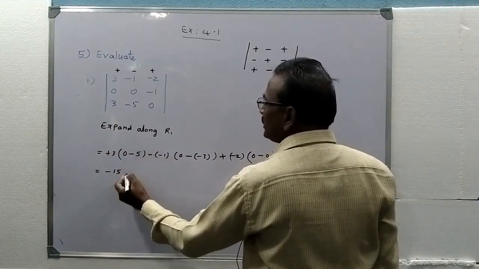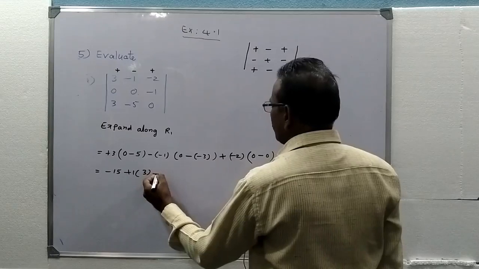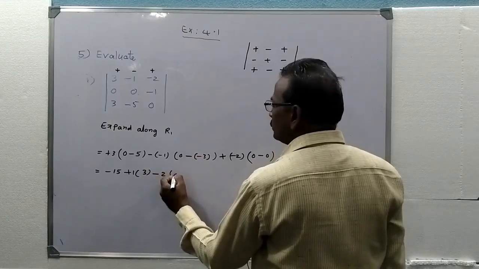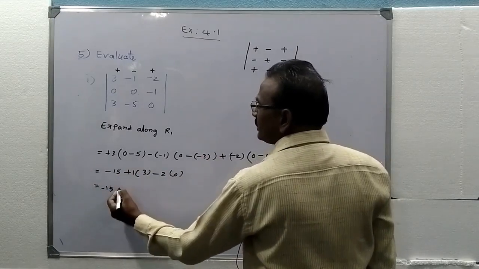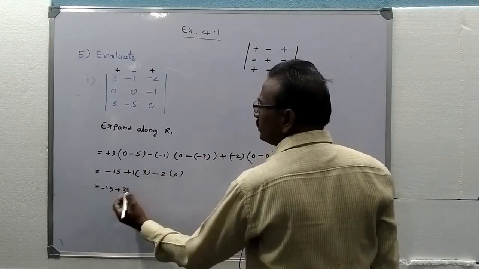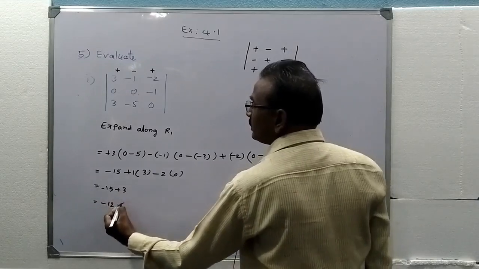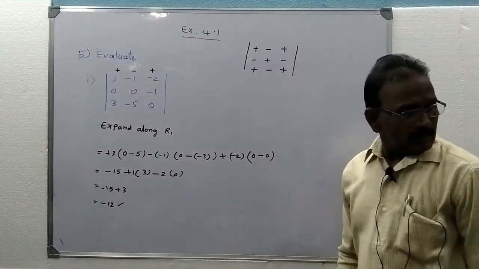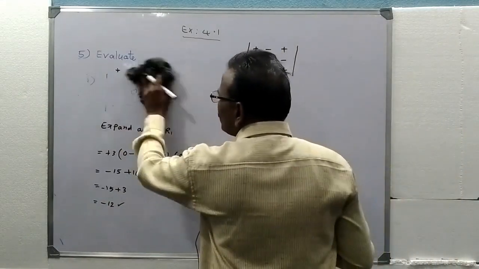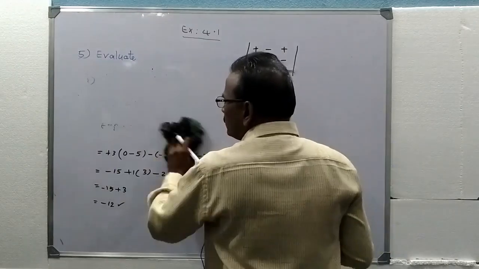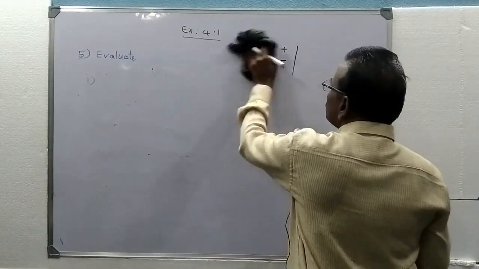So minus into minus, plus 1 into minus of minus, plus 3. Next, plus into minus is minus 2 into 0. So that is minus 15 plus 3. Minus 2 into 0 is equal to 0. Minus 15 plus 3 is equal to minus 12. So this is the value of this determinant. So this is the first question. Next, the third one, in that the second and fourth are the same. Third question, expand along, right.